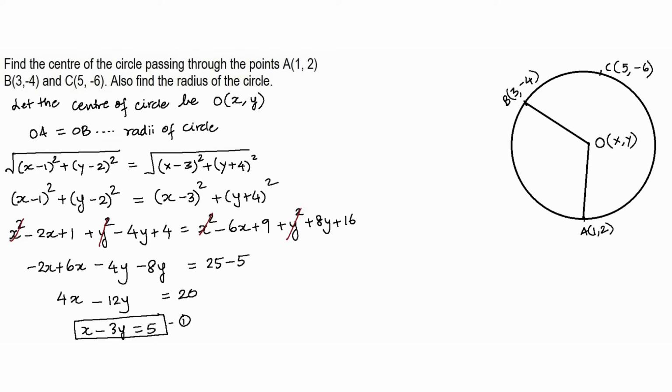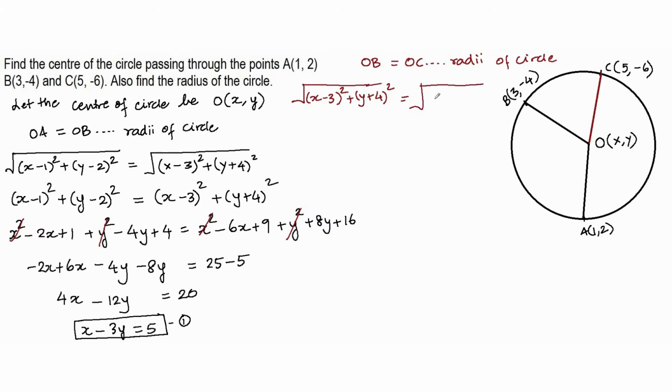Similarly, I now need to find another equation. So I can either take OA equal to OC or OB equals OC. Anything is fine. Let me choose OB equals OC, again because these are the radii of the circle. So using the distance formula, OB is under root of x minus 3 the whole square plus y plus 4 the whole square, is equal to OC. OC is going to be under root of x minus 5 the whole square plus y plus 6 the whole square, because y minus of minus 6.